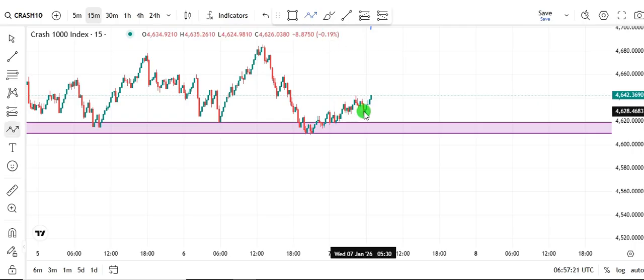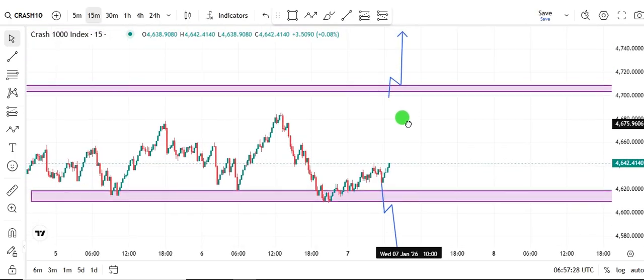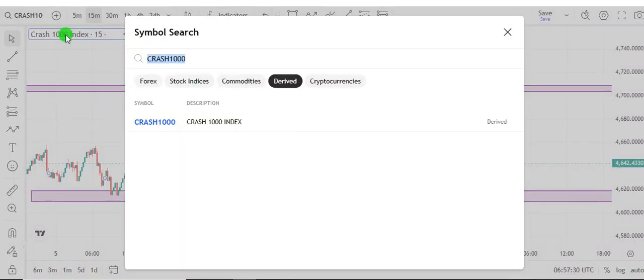Otherwise, on the short side, we want to see the market go below this, testing the take-off, then going short on this. So that means on Crash 1000, fingers crossed, we wait for the market to do what it has to do before we enter into a trade.